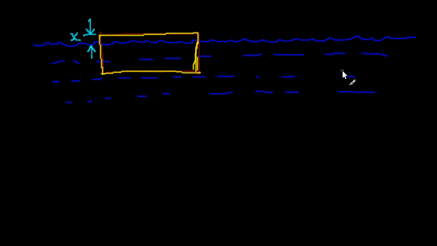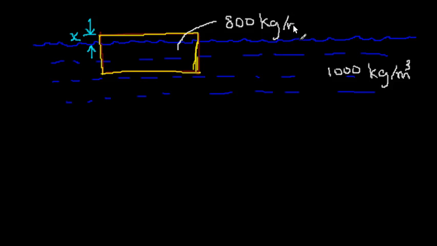Let's say we know the density of the water, 1,000 kilogram per meter cubed. Let's say we also know the density of this piece of wood, let's just suppose that it is 800 kg per meter cube. It has to be smaller than water, otherwise it can't float. Okay.